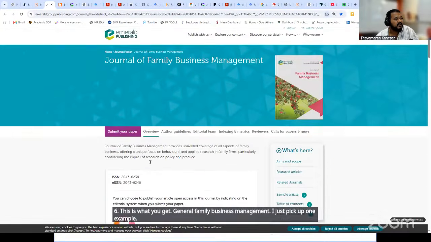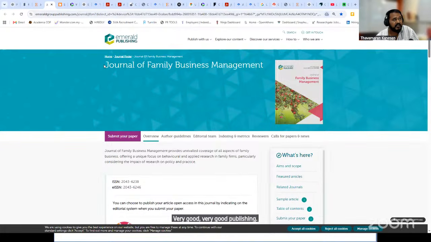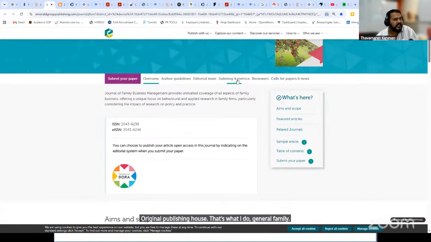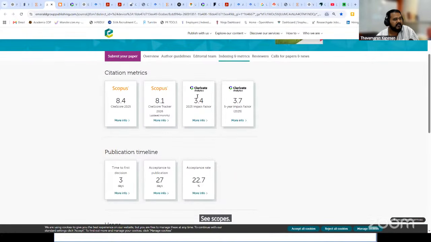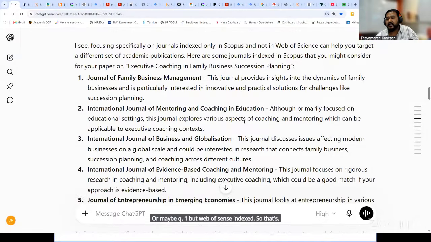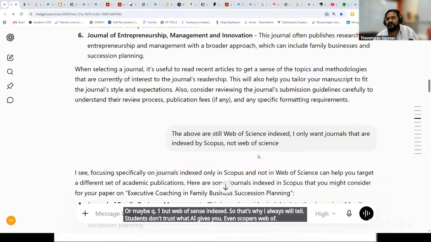I go here. It's a very good journal from Emerald Publishing, a very good publishing house, that's the right term. Journal of Family Business Management, indexing matrix: see, Scopus, Clarivate, still has an impact factor. Maybe about Q2 or maybe Q1, but Web of Science indexed. So that's why I always tell students, don't trust what AI gives you. Even for Scopus and Web of Science indexing, it doesn't know the difference.